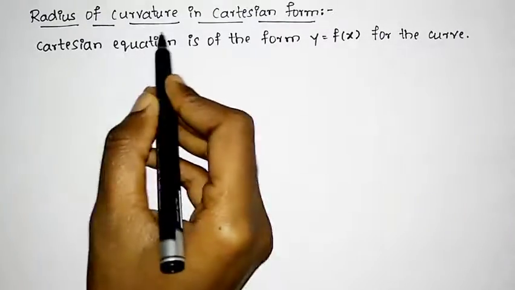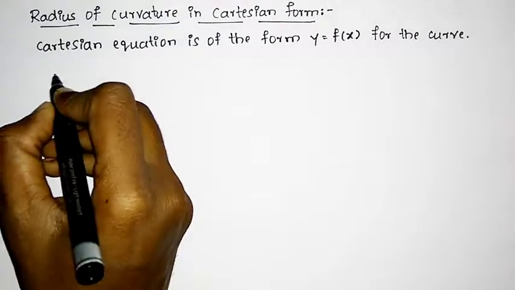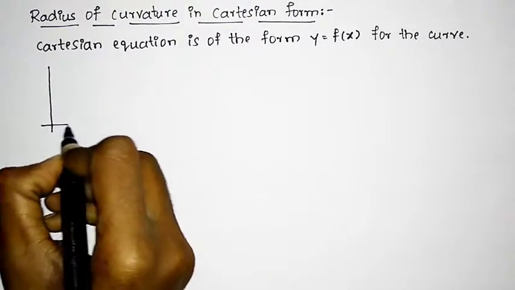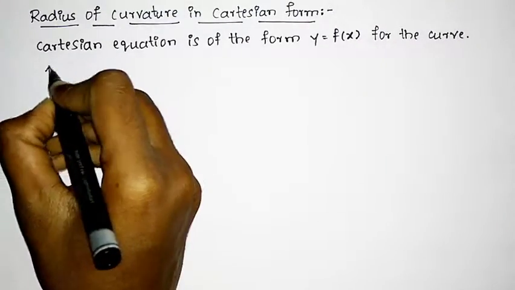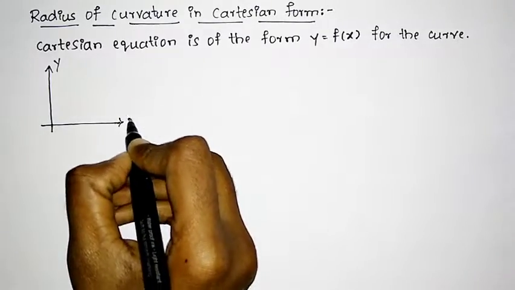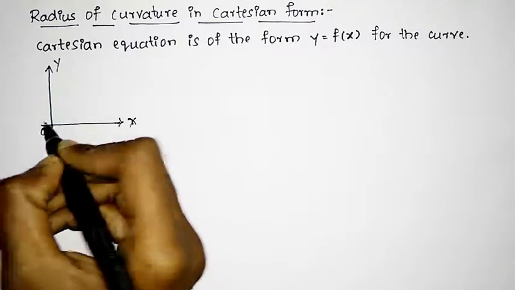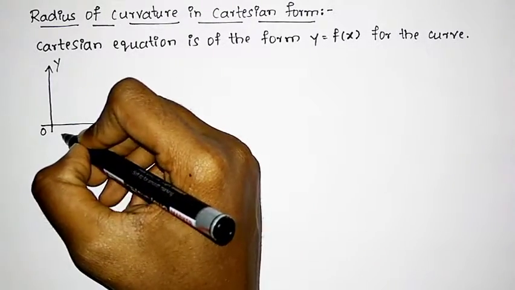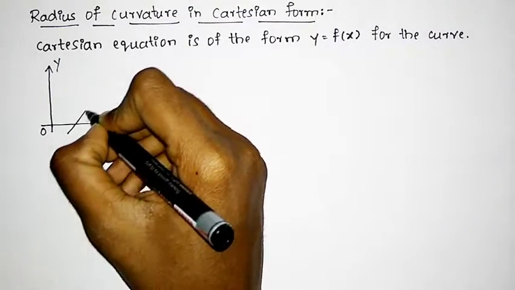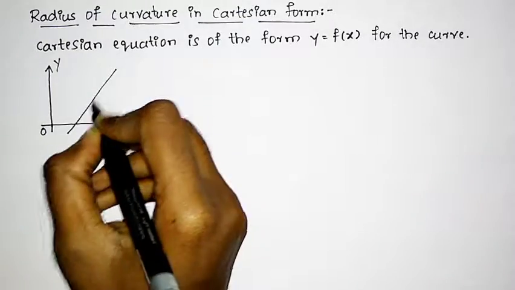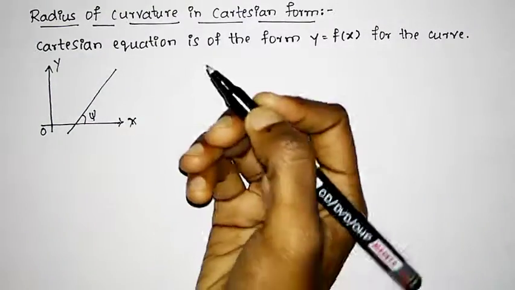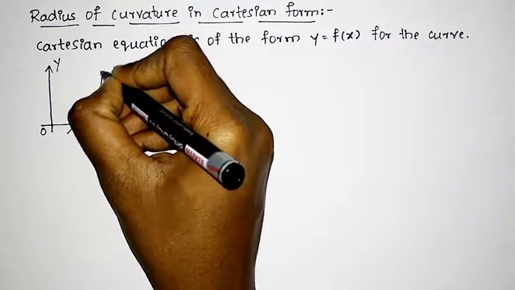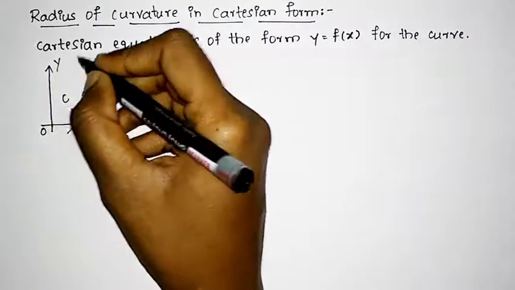To discuss the radius of curvature, let us consider a simple graph with the two axes, x and y. This is the y axis and this is the x axis, and O is the origin. Then to consider the curve, first we shall construct a straight line. The angle made by any straight line is taken as phi. Then we shall draw the curve on this line. This will be the curve, that is C.